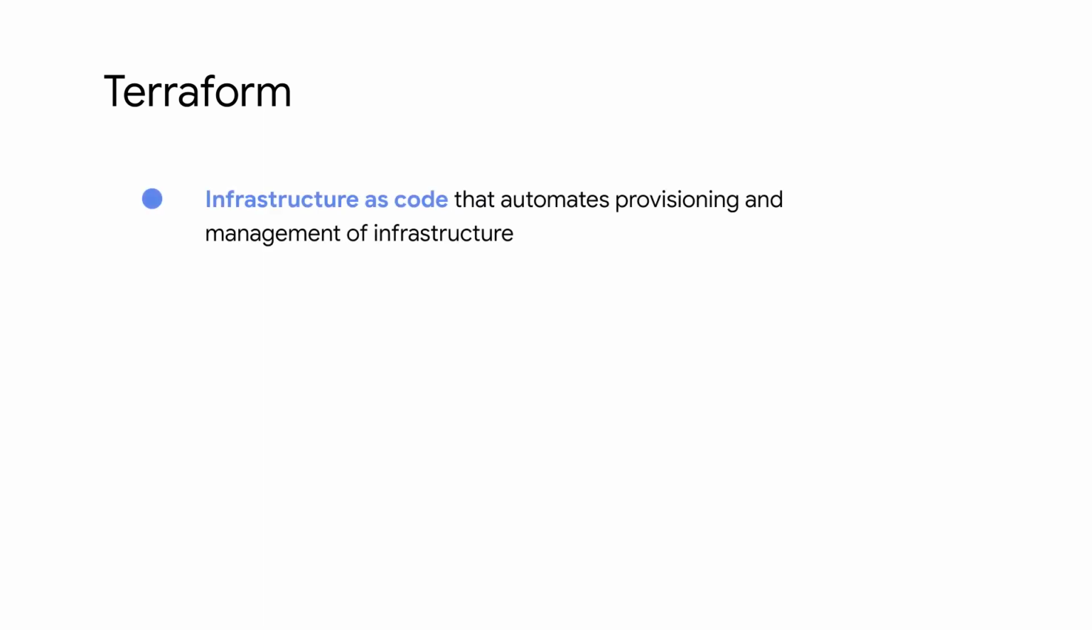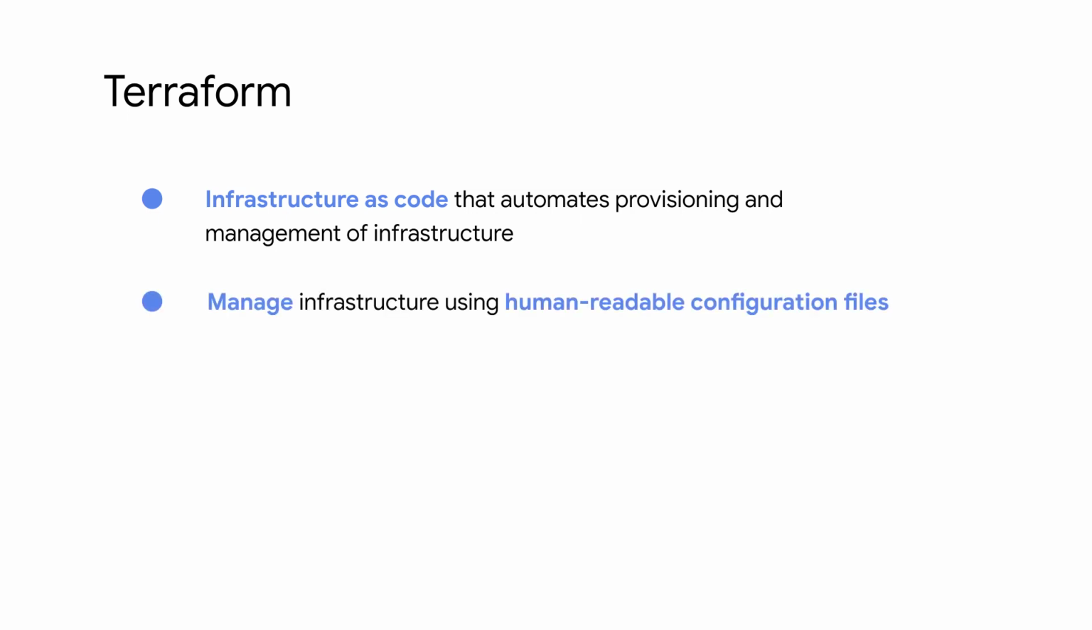Now let's understand what Terraform is. Terraform is an infrastructure as code tool that automates the provisioning and management of infrastructure. It allows users to define infrastructure in human-readable configuration files that can be easily versioned, reused, and shared. Terraform is a platform-agnostic tool, that is, it can be used across any supported provider. It accomplishes this by interacting with the APIs of cloud providers.